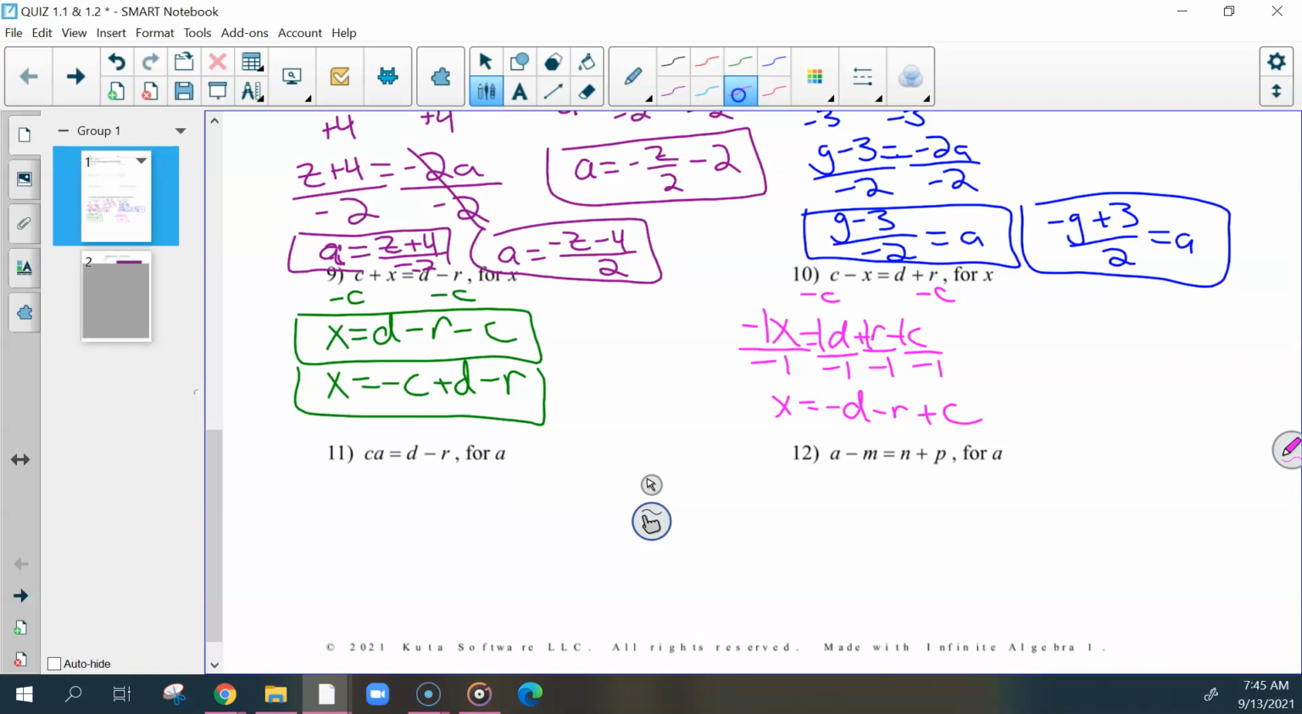The other way you could have done this is you could have gotten rid of that negative first by moving x to the other side. Now you're left with c equals d plus r plus x. But if you do that, you now need to get rid of the d and the r by moving them to the other side by subtracting. So you could do that both at the same time or one at a time, either or.